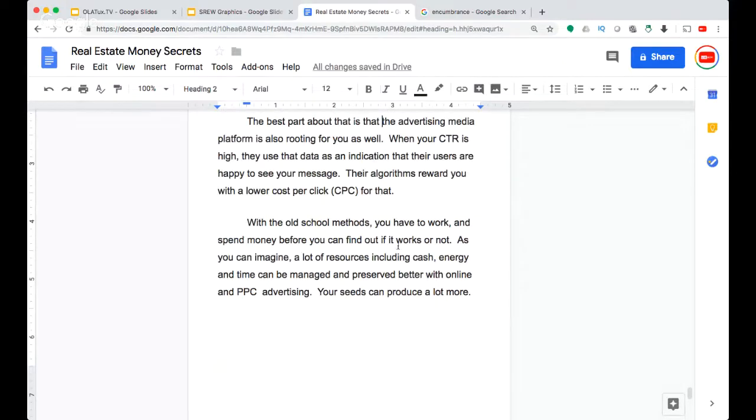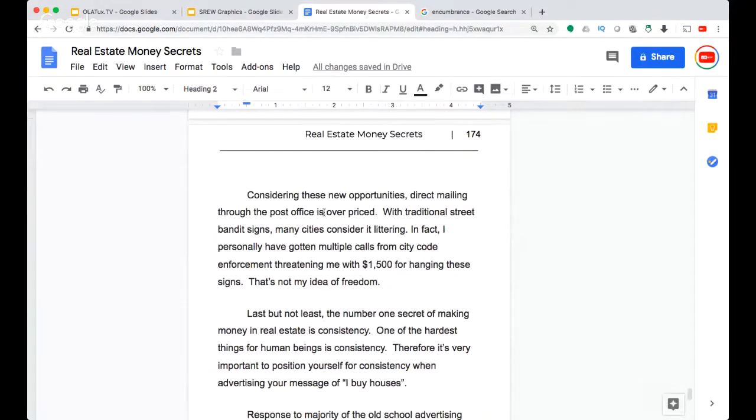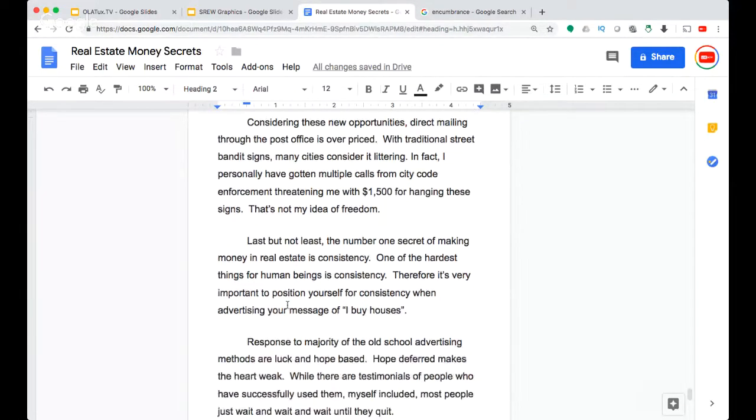With the old school methods, you have to work and spend money before you can find out if it works or not. As you can imagine, a lot of resources, including cash, energy, and time, can be managed and preserved better with online and PPC advertising. Your seeds can produce a lot more. Considering these new opportunities, direct mailing through the post office is overpriced. With traditional street bandit signs, many cities consider it littering. In fact, I personally have gotten multiple calls from city code enforcement threatening me with $1,500 for hanging these signs. That's not my idea of freedom.